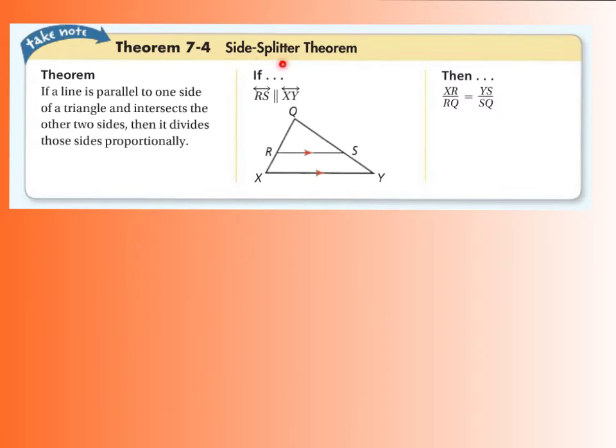So the first theorem is called the Sidesplitter Theorem, and what it says is if I have this triangle and I draw a line that is parallel to one of the sides of the triangle, so like right here, this is parallel to this bottom side XY, and if it intersects the other two sides, right here at R and S, I know it divides those sides proportionally. So given these two parallel lines here, I know that I have this proportion that I can set up, this pattern. So XR over RQ is equal to YS over SQ.